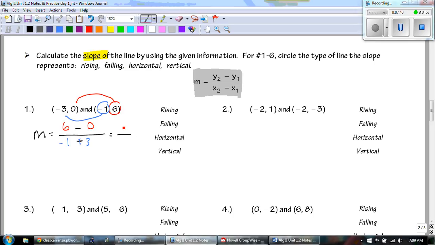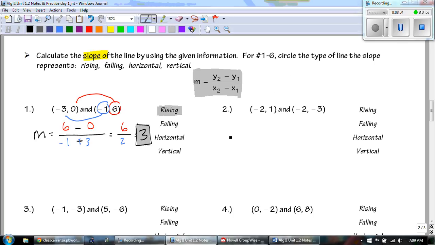So 6 minus 0 is 6. Negative 1 plus 3 is 2. And I always want to reduce that, so that is 3. All right? That is a positive slope. Okay? So a positive slope from left to right is rising.